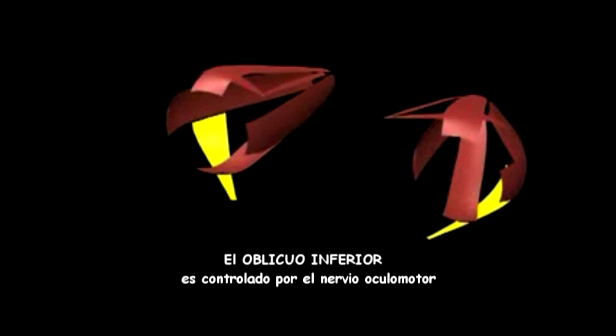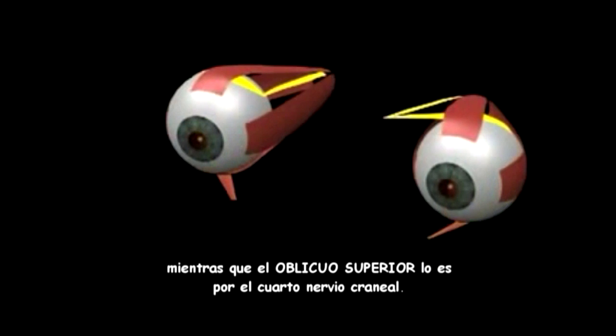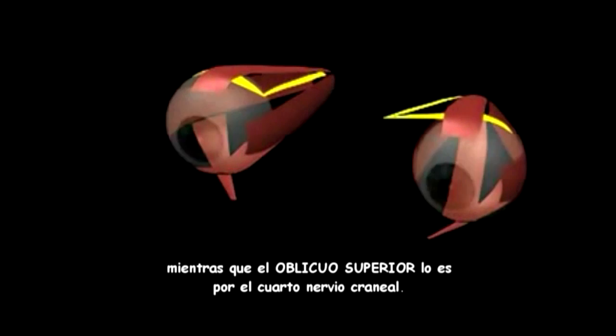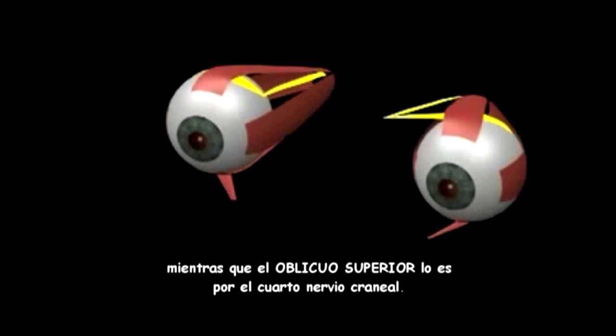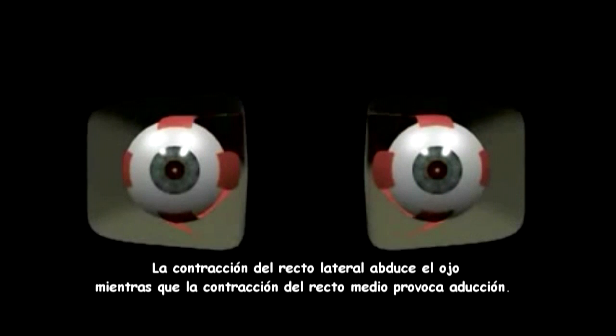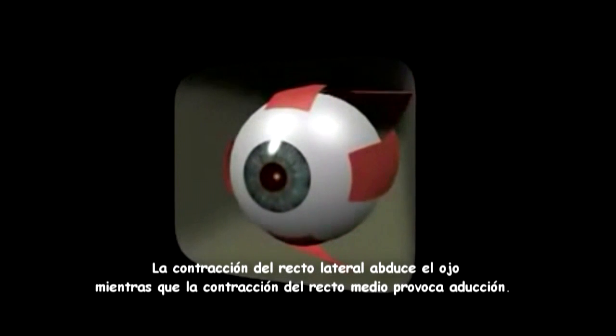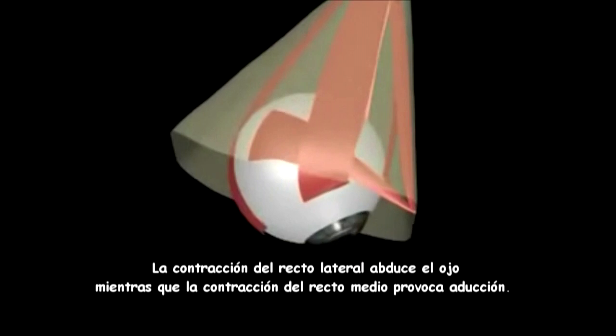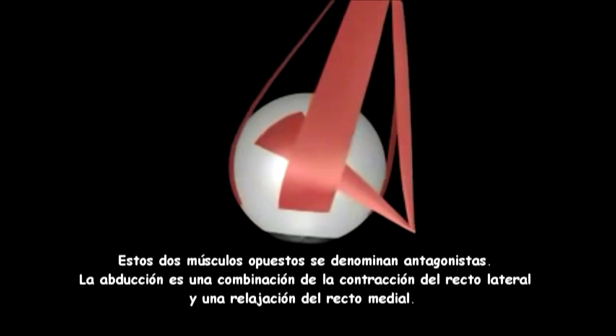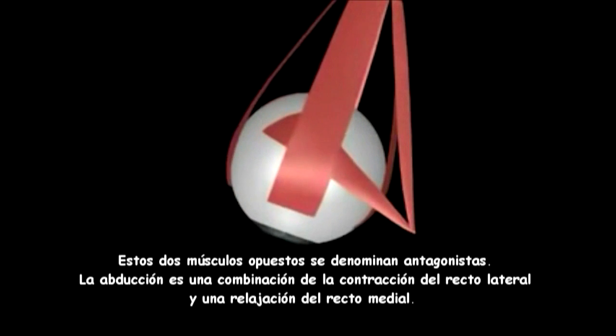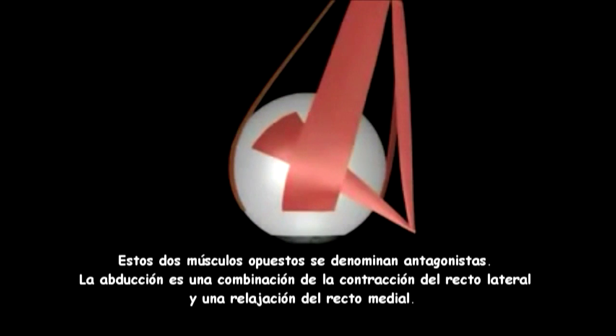The inferior oblique is also supplied by the oculomotor nerve, while the superior oblique is supplied by the trochlear or fourth cranial nerve. Contraction of the lateral rectus abducts the eye, while contraction of the medial rectus adducts the eye. The two opposing muscles are described as being antagonists. Sherrington's law of reciprocal innervation states that when a muscle is stimulated, its antagonist is inhibited. This means that abduction is a combination of contraction of the lateral rectus and relaxation of the medial rectus.